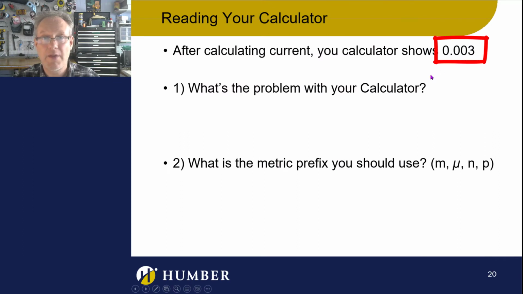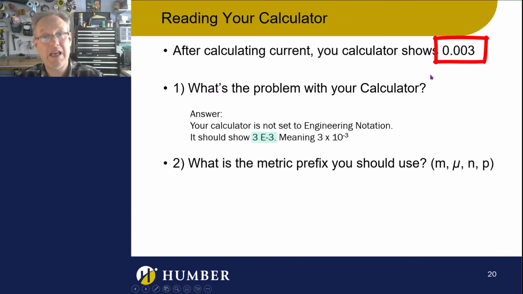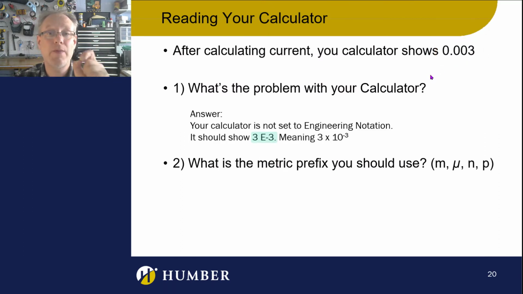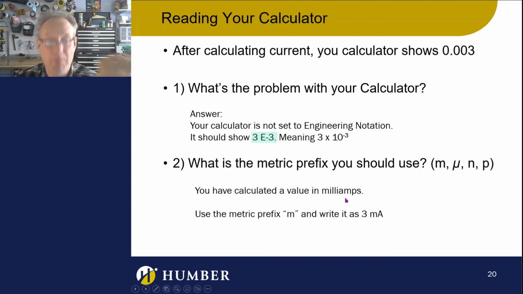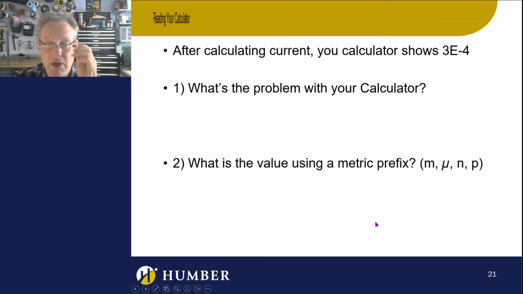So if your calculator shows this, then you haven't hit the ENG button or it's not in the right mode. Fix it. We're studying engineering. I get a little excited about that. Okay, here we go. What's a metric prefix you should use? Well, it's times 10 to the minus 3. You've calculated a value in milliamps. Okay, milliamps. There you go. So that's what's going on.